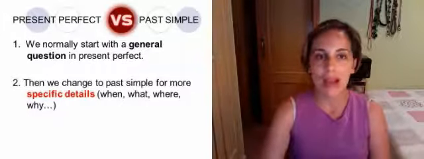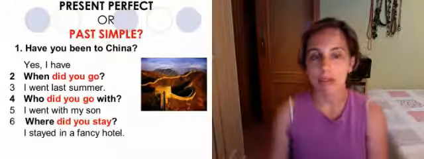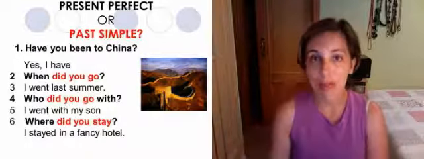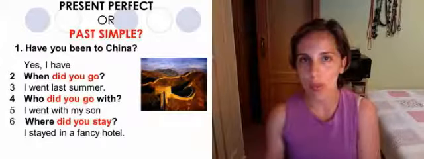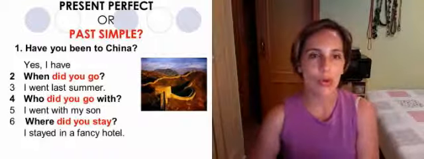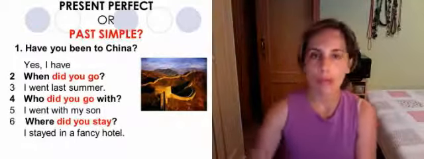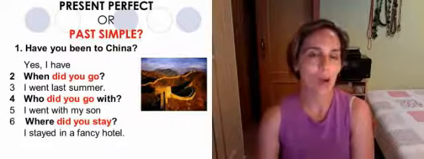All right. Another example, a typical dialogue about traveling. You can say to your friend, okay, have you been to China? Or have you ever been to China? And if your friend says yes, of course you want to know more, so then you move on to the past simple. And when did you go? Oh, I went last summer. And who did you go with? Oh, I went with my son. And where did you stay? Oh, I stayed in a fancy hotel.